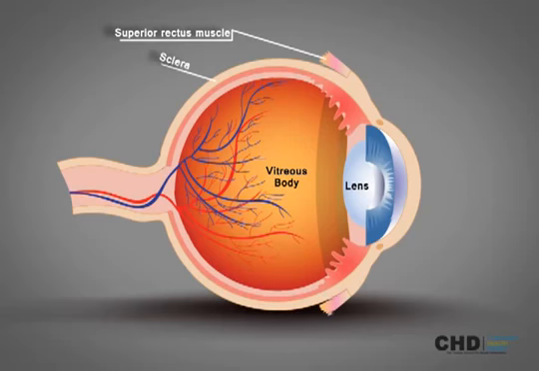The sclera is the white outer wall of the eye. It is a tough, fibrous tissue that extends from the cornea to the optic nerve at the back of the eye. The choroid, also referred to as the choroidea or even choroid coat, is the vascular layer of the eye.